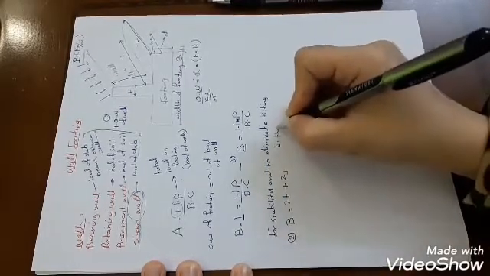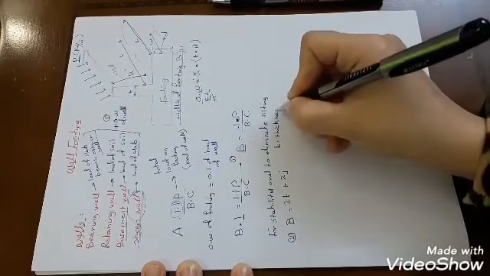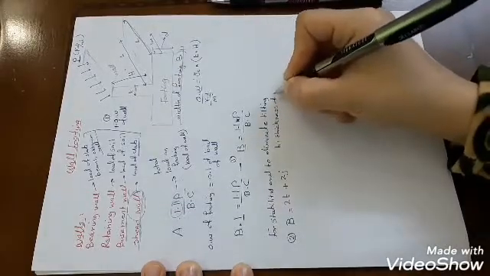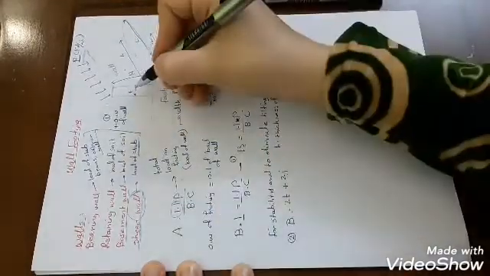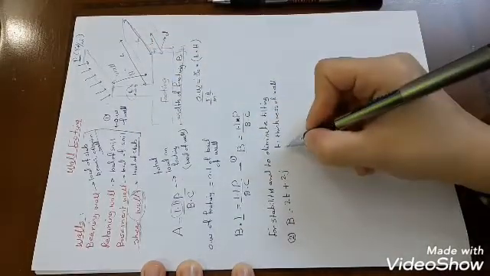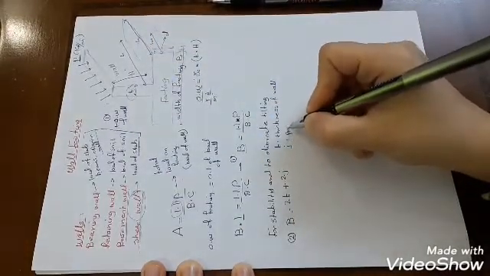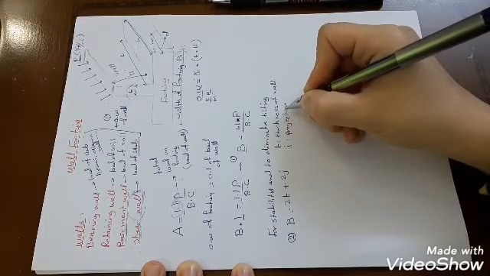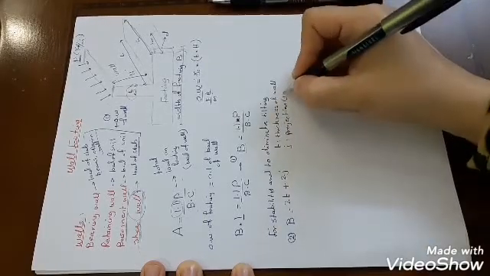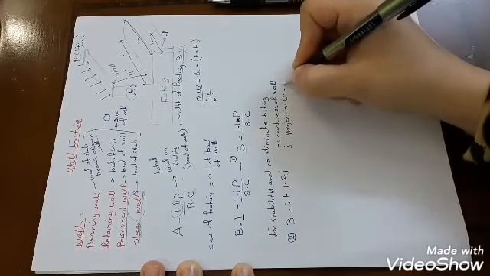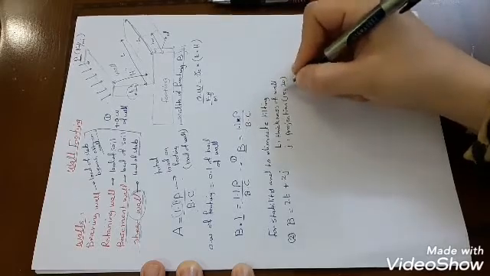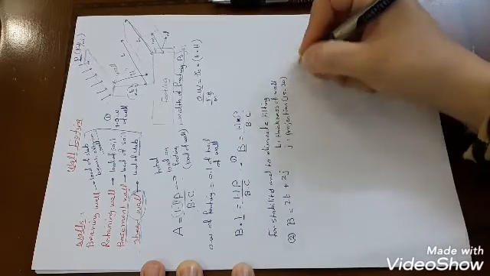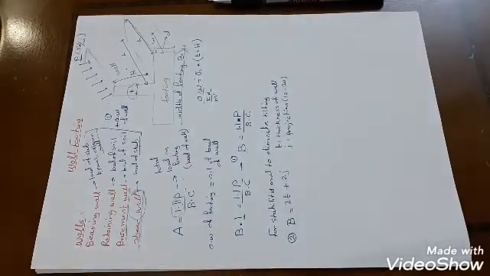T is the thickness of the wall, this is T, and J is a projection, it's a range between 15 to 20. You can choose any value within this range, 15, 16, 17 or 20.